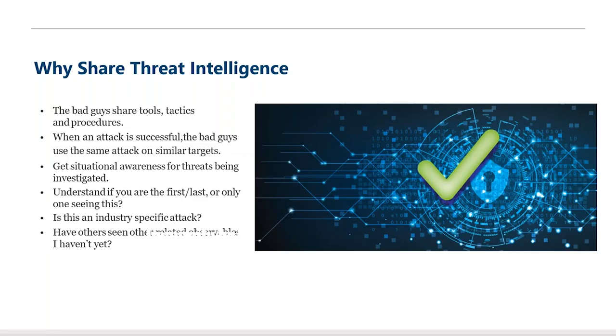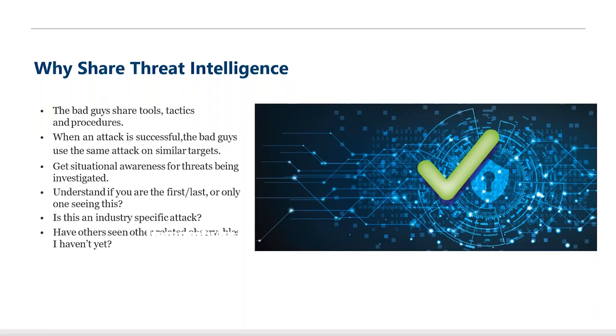The second thing which we need to understand is that when an attack is actually successful, the bad guys use the same attack against similar targets because they have learned that, okay, that particular attack worked with one particular organization or person. And since they were successful at that, they might have another victim who they can go after.